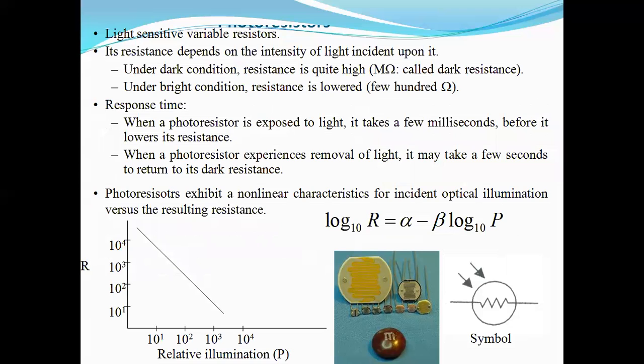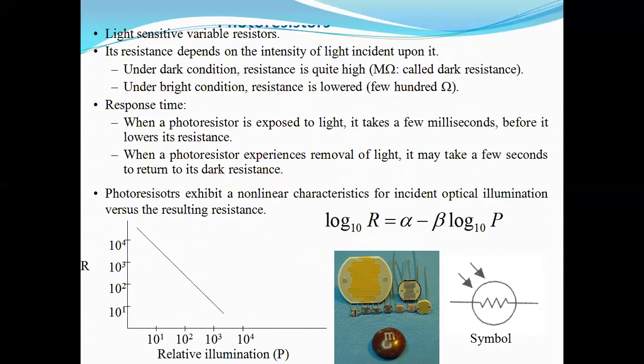Coming to the working point of view, the sensitivity is variable through the resistors, and that resistance depends upon the intensity of the light rays. So, under two different conditions, the first is dark and the second is bright. In the dark, the resistance is very high, and that is called the dark resistance. When the resistance is low, it is a few hundred ohms, or the bright condition.